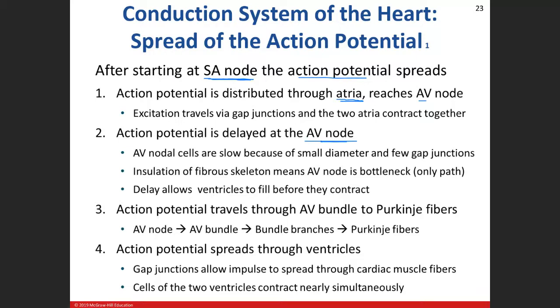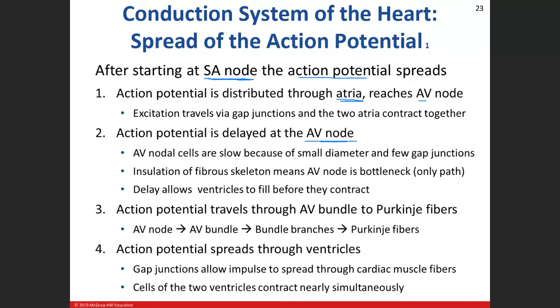Now the AV node, and I should have said this earlier when we were talking about it, should be nicknamed the bottleneck. We need a brief moment to slow this process down, because the atria have to contract and finish. What happens when the atria contract? Do you remember from Monday? They're pushing blood into the ventricles.